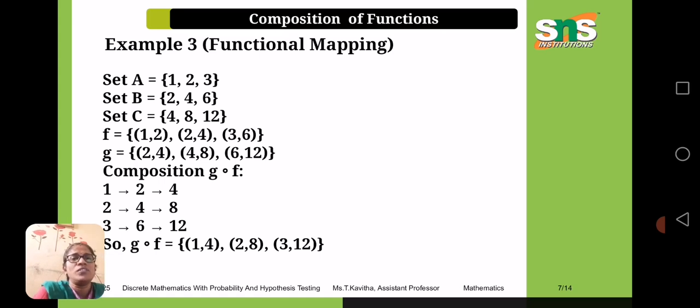Therefore g of f of 1 is equal to 4. g of f of 2 is equal to 8. g of f of 3 is equal to 12. This is the functional mapping example.